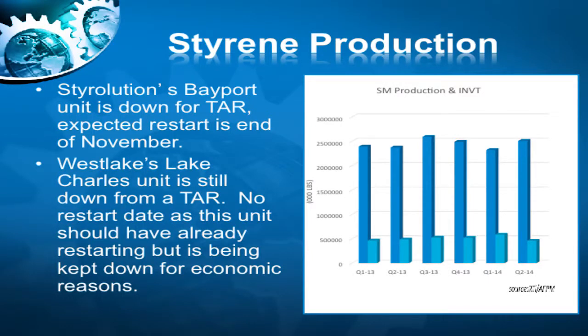Right now, Styrolution still has a plant down that should be coming up at the end of the month. But this one's the most interesting one, is Westlake's. Westlake is a planned outage, but it's been down for over 2 months. It should have already been up. They're choosing to keep that plant down for economic purposes. As you can see, the prices are starting to erode. They're in no hurry to bring that asset back up. They want to keep the market tight.